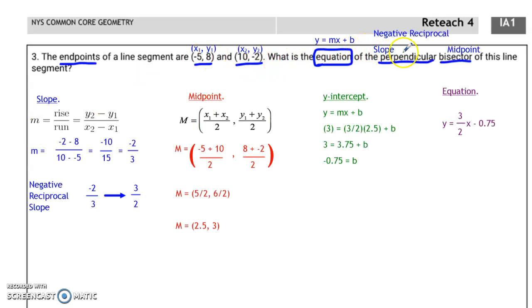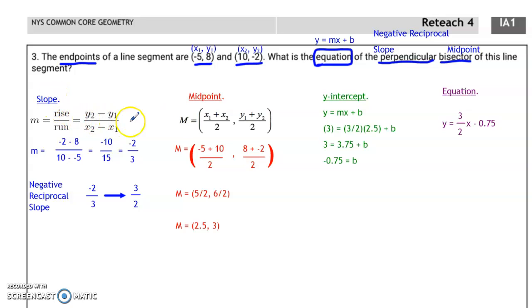All right, looking at this, we've annotated the problem. Just like any other problem, you must annotate it in order to try to break into it. It gives us the endpoints, x1, y1, x2, y2. It asks for the equation of the perpendicular bisector, and notice that we wrote down some notes: negative reciprocal for perpendicular, and midpoint for bisector, I should say.